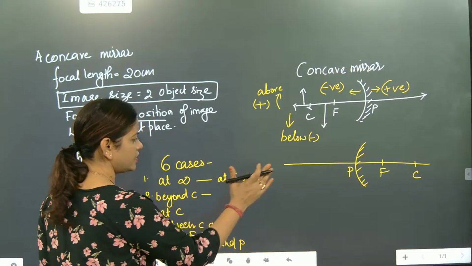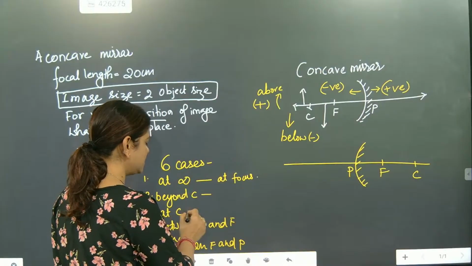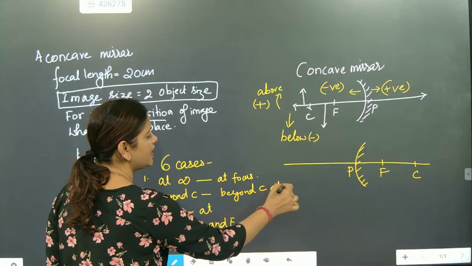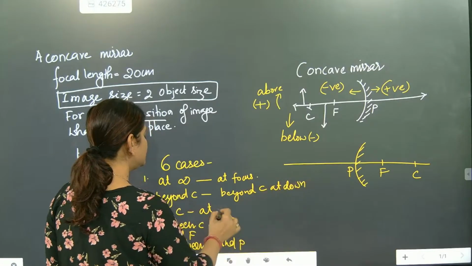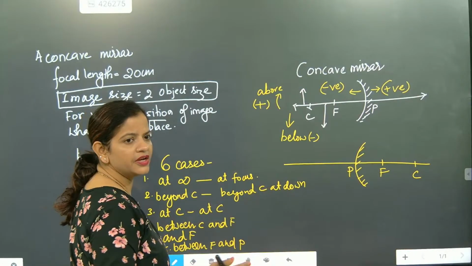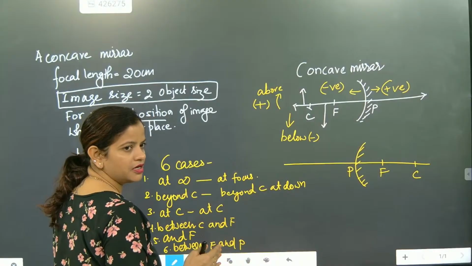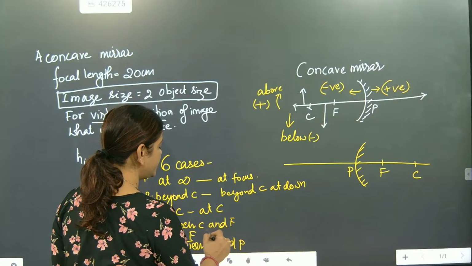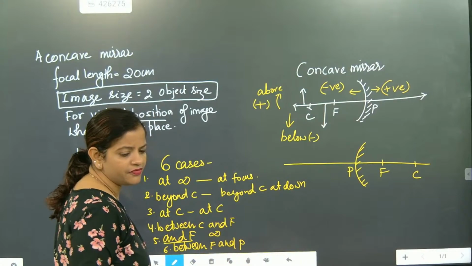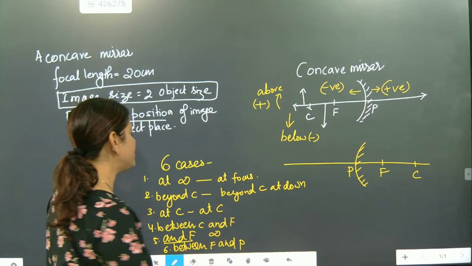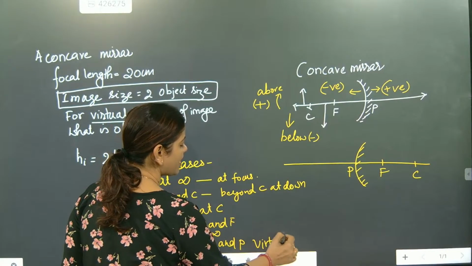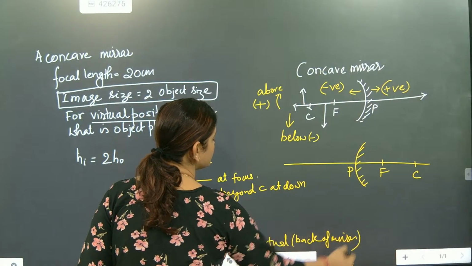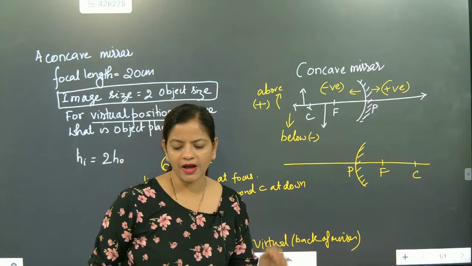So we need to check this one. This is going to go beyond. It is at C. At C means the image will be at C, and down. Between C and F means it will go where? It will come inside. Understand or not? So here the image will keep on going beyond. At F means infinity. Correct? Whenever the object is at focus, the image is going to be at infinity. Between F and P, the image will become virtual, at the back of the mirror. Understand? So virtual, but it will be obtained at the back of the mirror.